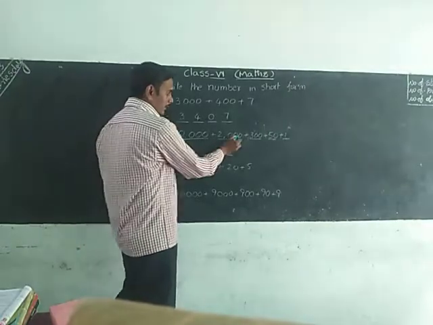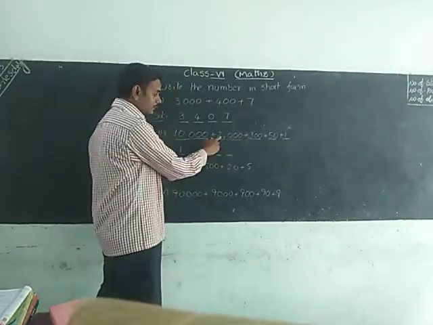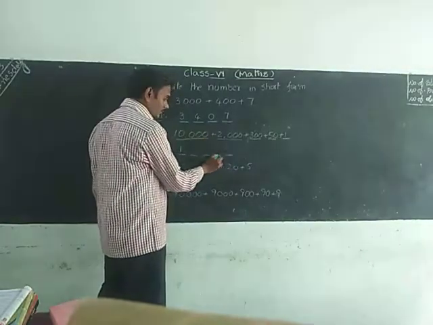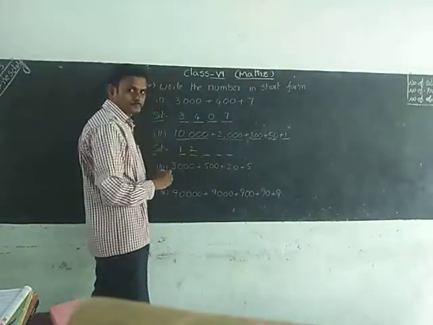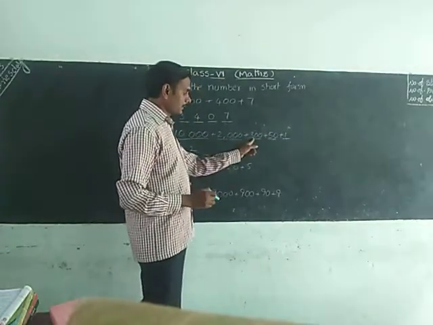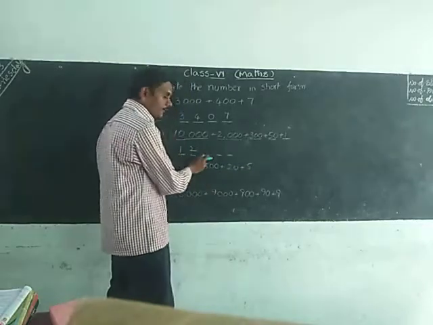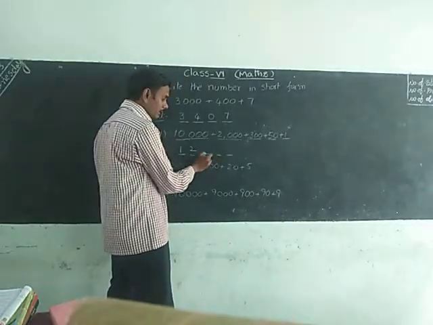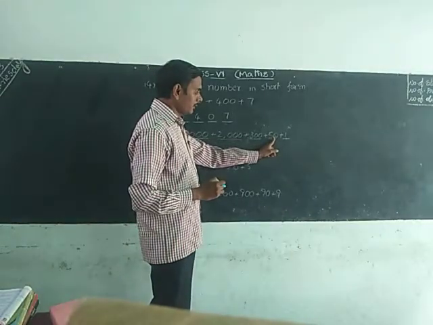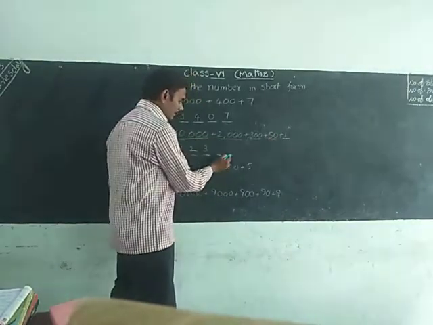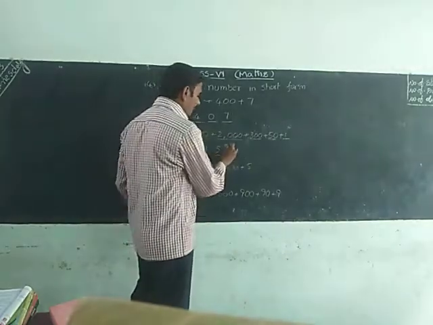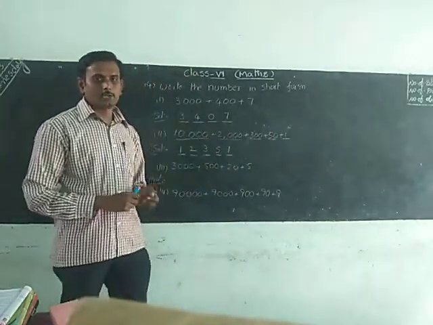Next, 1, 2, 3, 4. Fourth place is 2, so fill the fourth place with 2. Next, 1, 2, 3. What is the third place here? Third place will be 3. Next, what is the second place? What is the place of 5? 1, 2. Second place will be 5. Here 1. Okay, by using this pattern also we can do it directly.